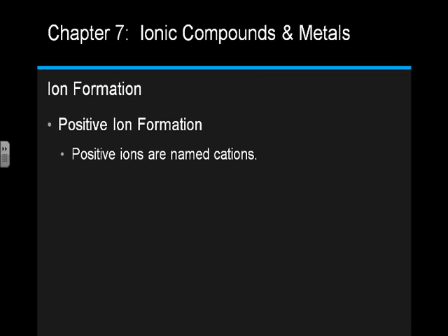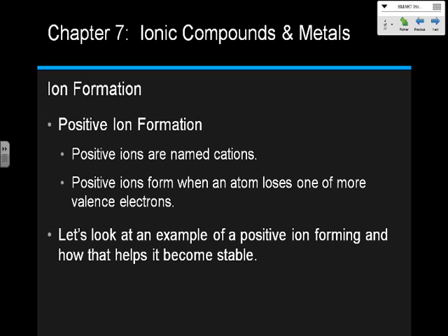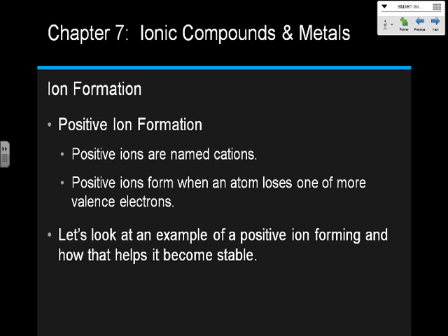Positive ions are named cations, and positive ions form when an atom loses 1 or more valence electrons. All right, let's look at an example of when a positive ion forms, how it helps it become more stable and more happy.